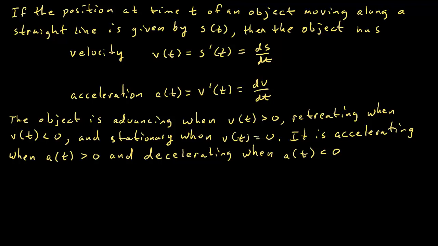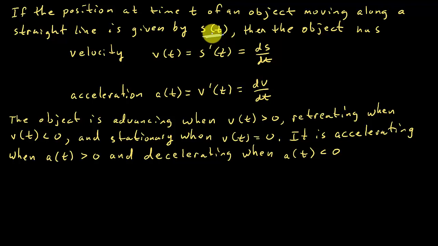All right, so in this video, let's take a look at velocity and acceleration, and we're given a displacement function or a position function. So first, let's look at this. It says if the position at time t of an object moving along a straight line is given by s of t. So this right here represents the position of a function at any given time.